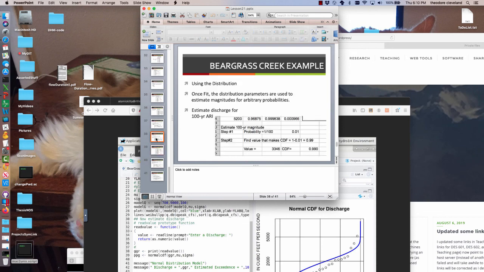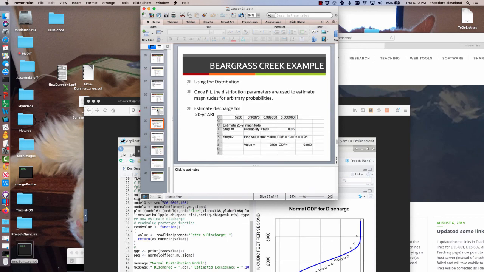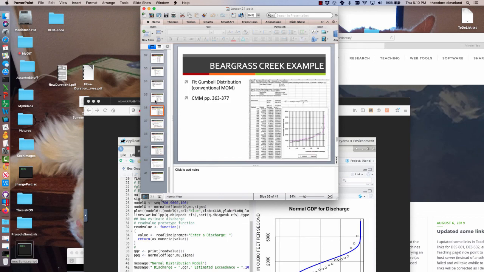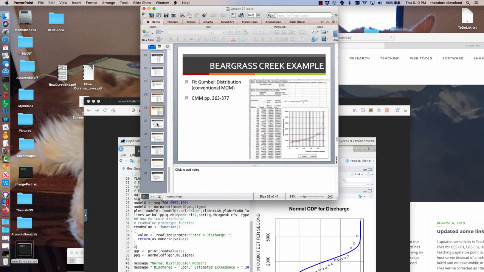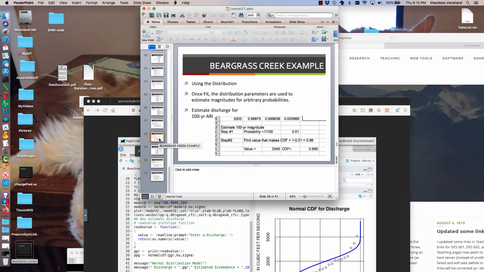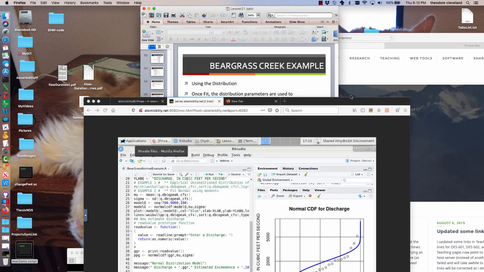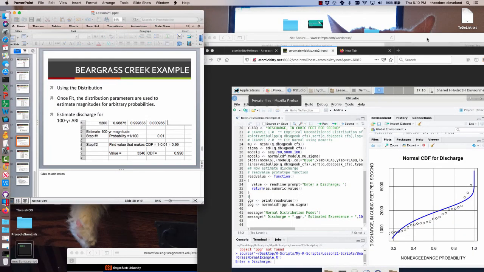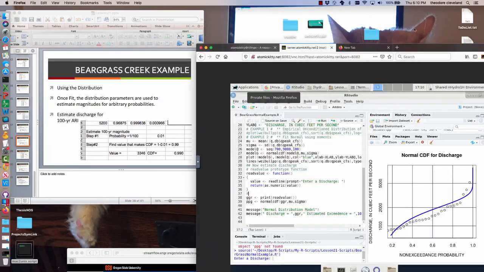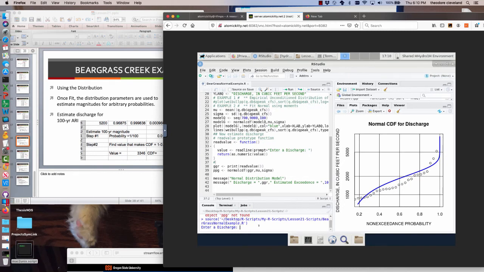That's log normal. That's Gumbel. Oh, we don't have much with, so I think the Gumbel distribution 3346 was the 100-year ARI. We'll just see what that does in this case. I don't expect it to be the same because it's a different distribution.